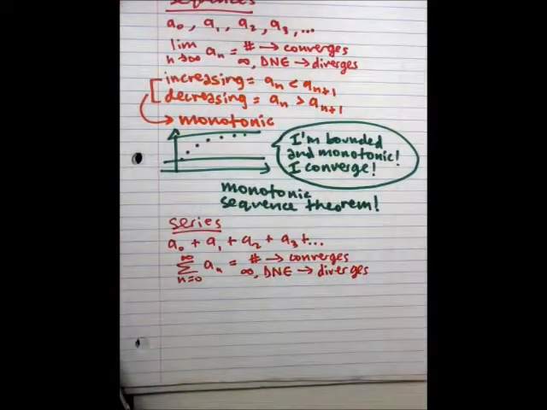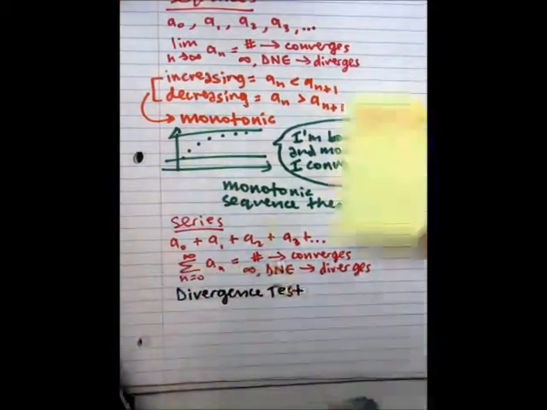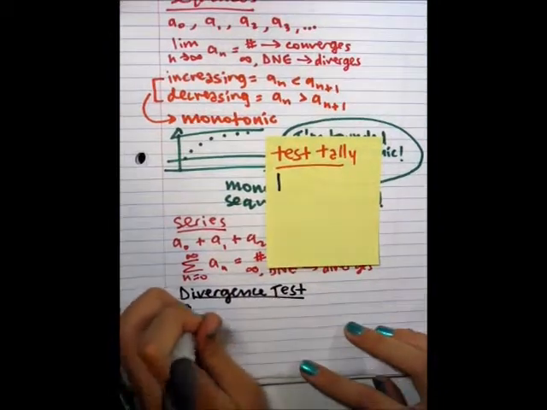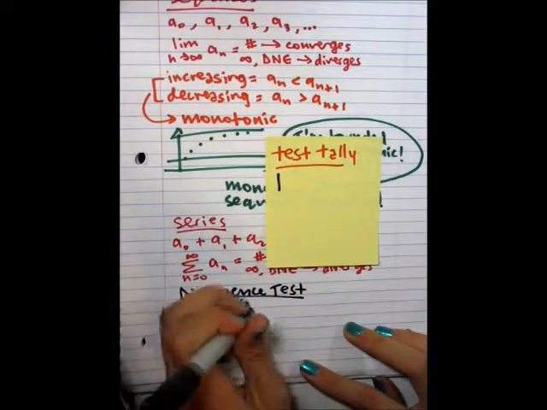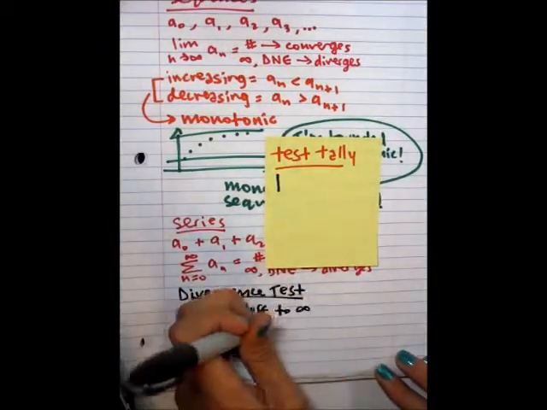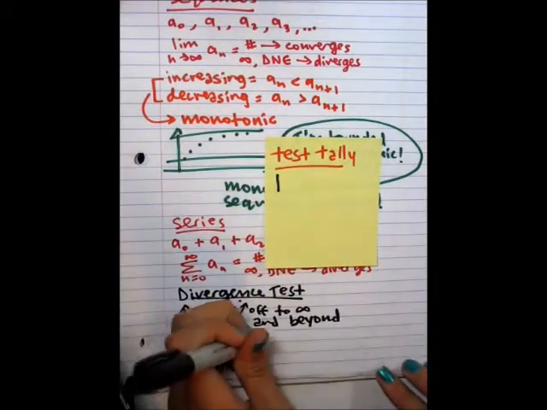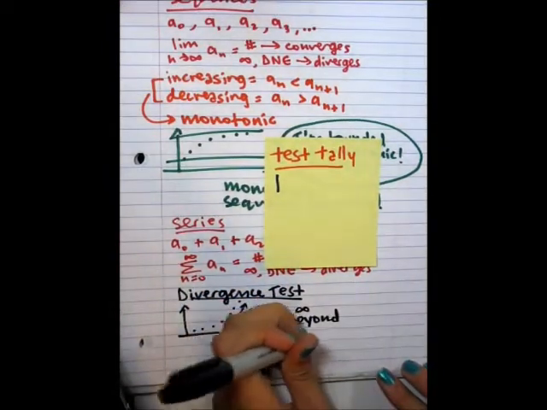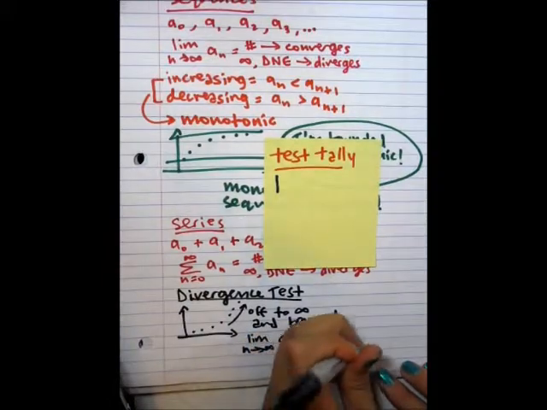Now, we have the first of many tests, the divergence test, which says that if the limit as n goes to infinity of a_n does not exist, or if the limit as n goes to infinity is not equal to 0, then the series is divergent. You should always check this test first, since it's pretty quick and easy.